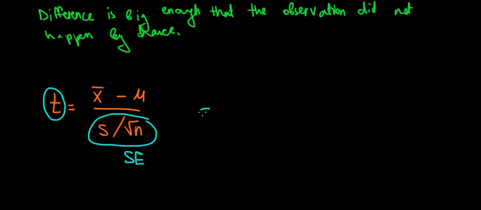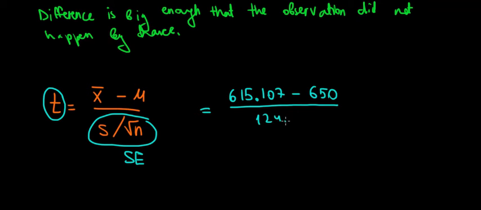Now, let's actually compute it. This is going to be quite mechanical. It's just math. So 615 minus 650 divided by 124.695 over the square root of 61 equals minus 2.19. Okay, that's our t value. Now how do we give a conclusion? Recall that we have a critical value. In every test we have critical values, and we're going to compare our value with the critical value.